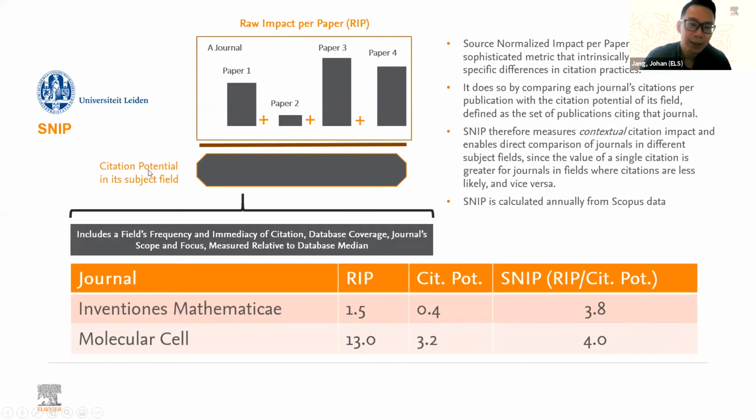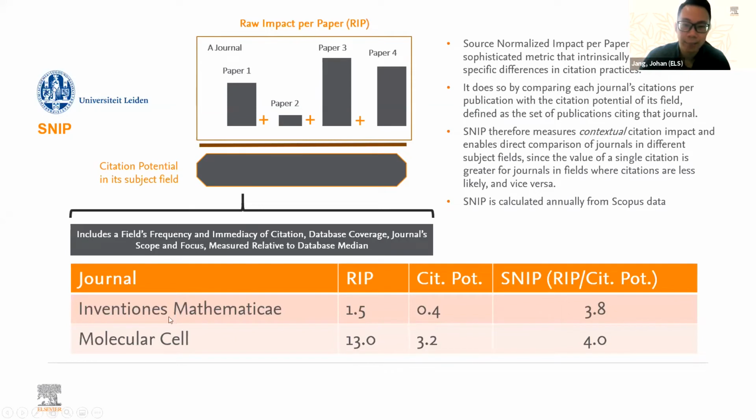So what is citation potential in its subject field? It's based on field frequency and immediacy of citation, database coverage, and many other things. Now, the citation potential database is owned by SNIP, so we can only see the citation potential in the SNIP database. They are using Scopus data, yes, but they are using their own formula. Now, RIP will be divided by the citation potential.